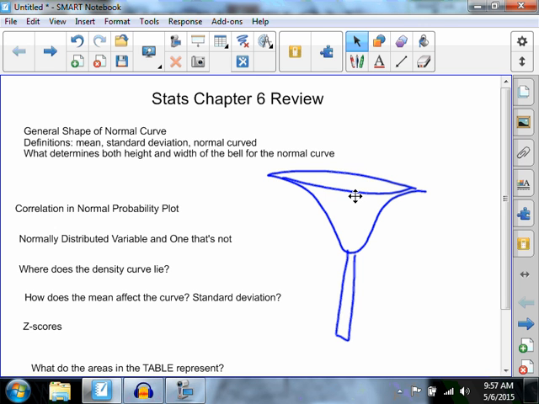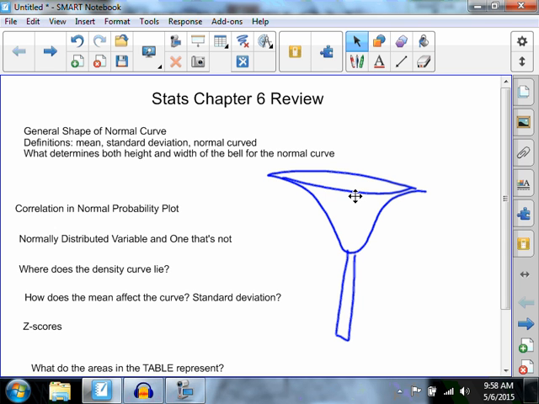You need to know the definition of a mean. Remember, the mean is a mathematical average. Definition of standard deviation. Some people confuse the two because standard deviation is really the average distance that something is, or the average deviance, how much something differs from something else in a data set on average. Okay. Normal curve, what's that mean to have a normal curve? Well, it's a bell-shaped curve.